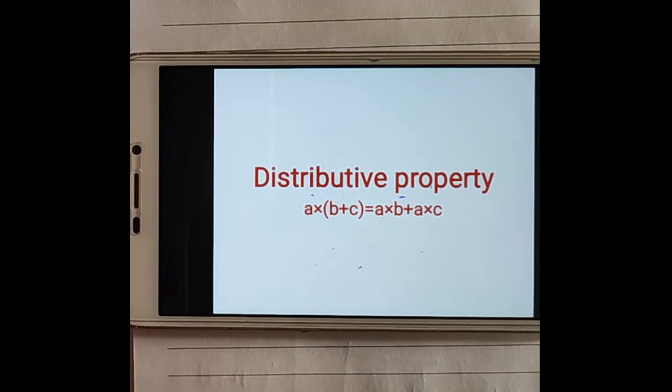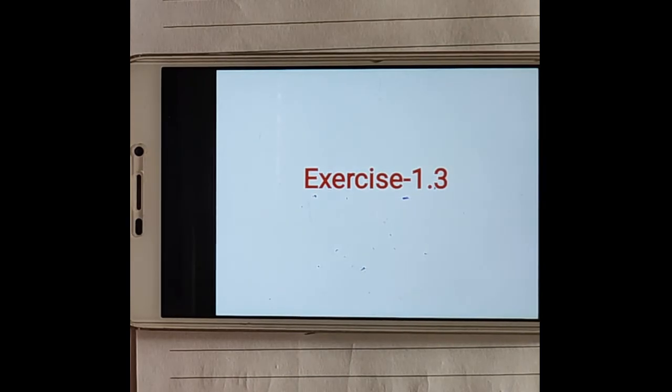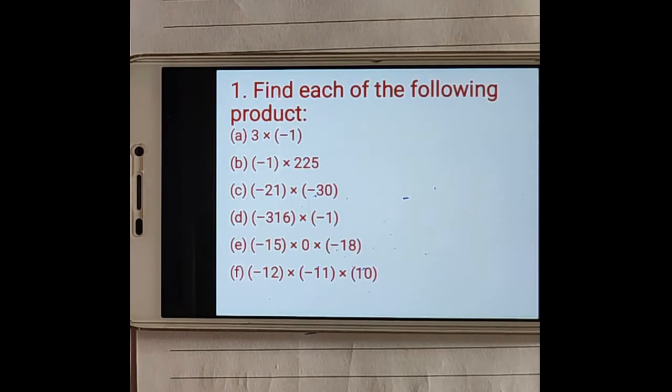I hope you have understood the distributive property. After having the knowledge of all the properties and the multiplication rules, we are going to start with exercise 1.3. Let us start with question number one. Find each of the following products. Here what we have to do is just multiply and get the result.